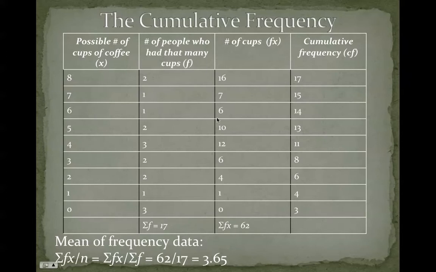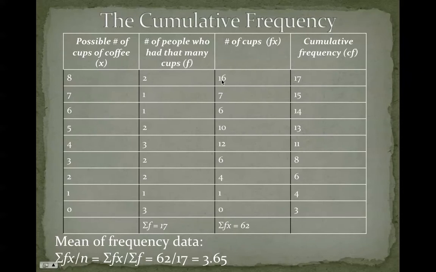And to find out the number of cups of coffee specifically, this is the possible number of cups of coffee. This is the categories of cups. This is the number of people fitting into each one of those categories. And this is the number of cups per category. It would simply be another column of Fx. We did this earlier. Fx. It's just F times X. It's the frequency times the X, or frequency times that category.